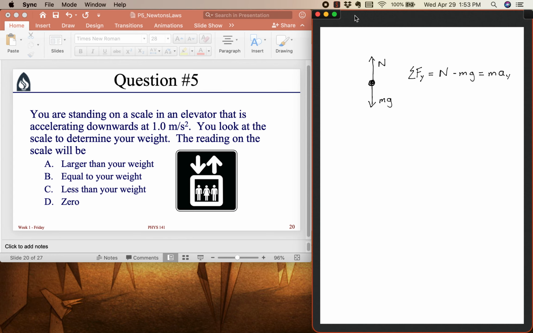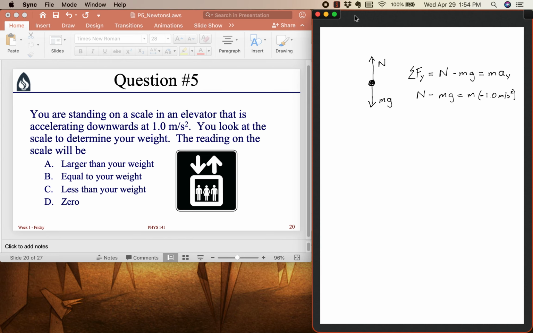Now the problem is telling us that the elevator is accelerating downward, bringing you with it, with an acceleration of 1 meter per second squared. So let's try putting that into our equation for the sum of the forces. The normal force minus mg is equal to your mass, and then the acceleration is 1 meter per second squared, and it's in the downward direction, so that means that this acceleration is going to be negative since it's in the minus y direction.